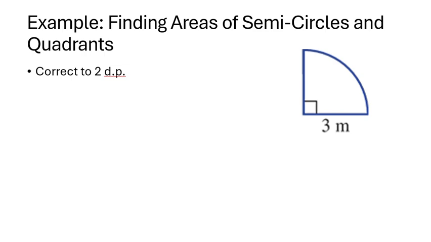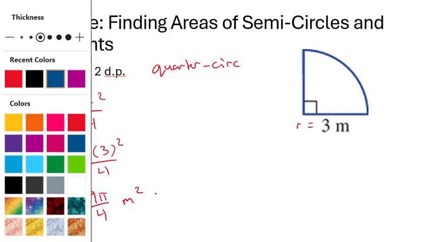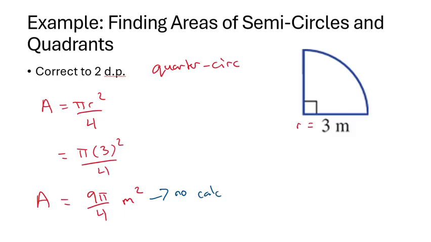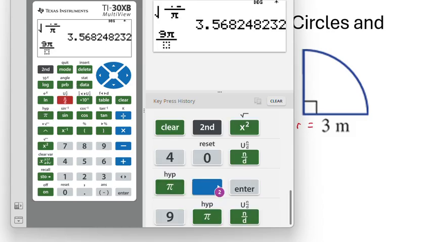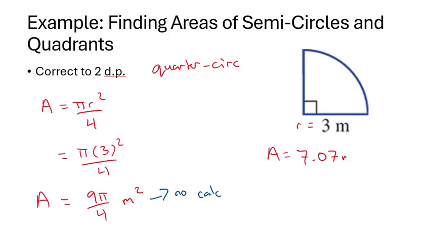Let's just quickly go through this. So this is a quarter circle. So this becomes pi r squared divided by 4. First off, my radius is 3 in this case. So pi times 3 squared over 4. If you were given no calculator, this would be your final answer. If you are given a calculator, then you just type this in. So 9 pi over 4, 7.07. That's it.